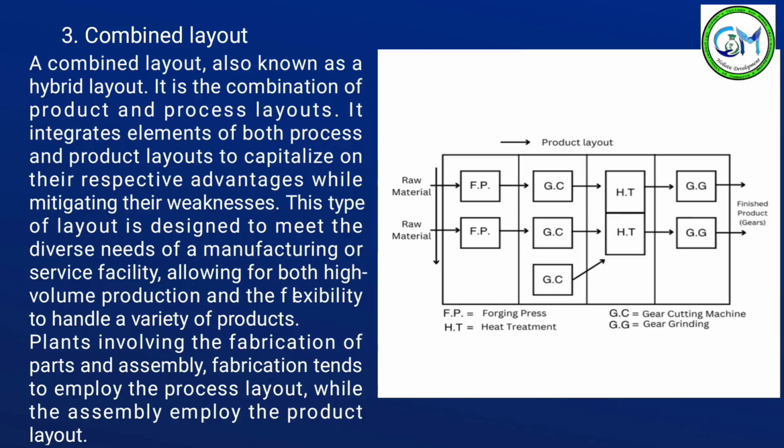It involves the fabrication of parts and assembly. Fabrication tends to employ the process layout, while assembly employs the product layout. So in this we go through the chart. Here we placed a product type layout and the process type layout. Under product type, similar functions are performed.